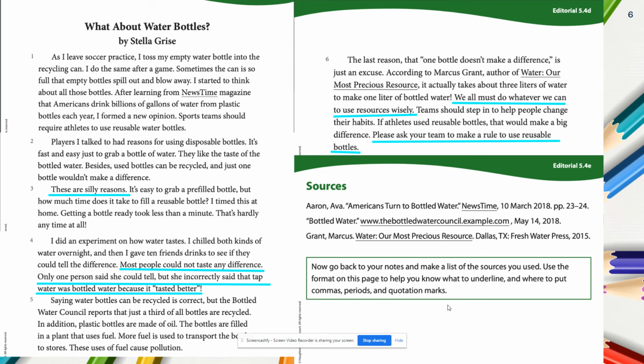Another statement is please ask your team to make a rule to use reusable bottles. The writer of this particular piece used this statement to plead with the reader and reason with the reader. The tone is polite yet serious. For a persuasive essay, or a persuasive editorial, you want to be polite but serious. Keep your tone and your mood stable so that your reader can be convinced of your argument.